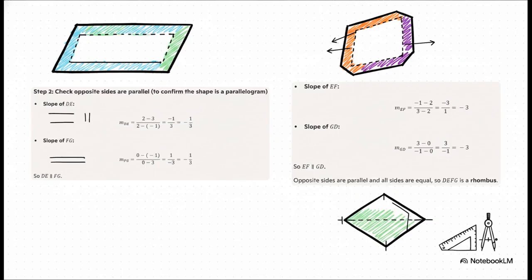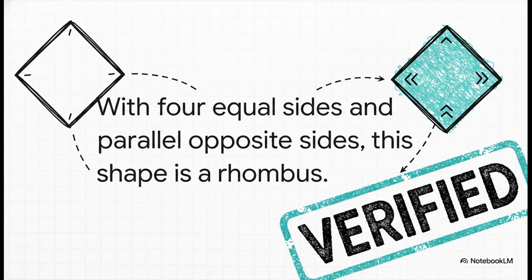This is exactly what we needed to find. So let's review the evidence, shall we? We've proven it has four sides of equal length, and we've proven it has two pairs of parallel opposite sides. This confirms every property of a rhombus. The verdict is in. This case is closed.